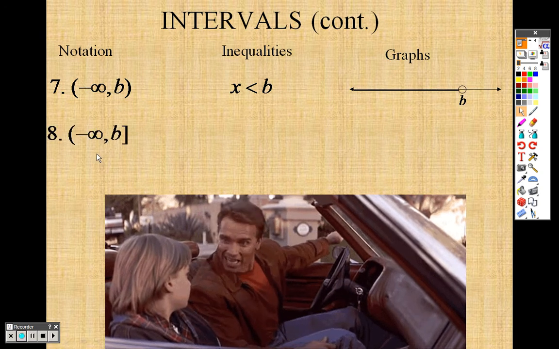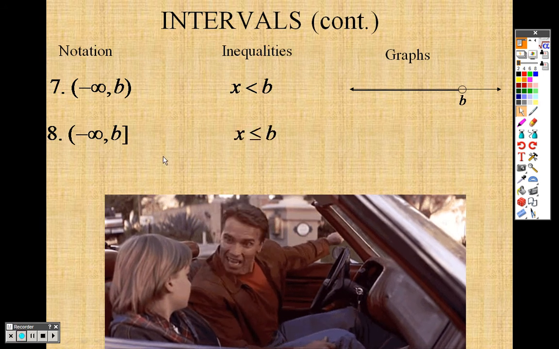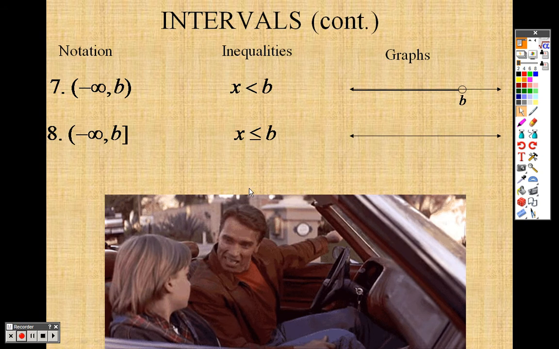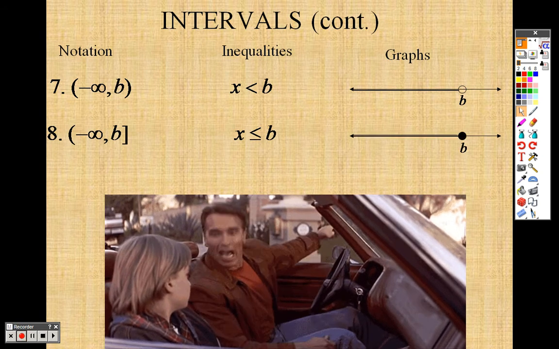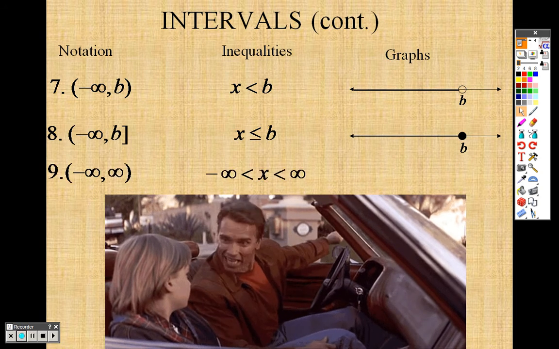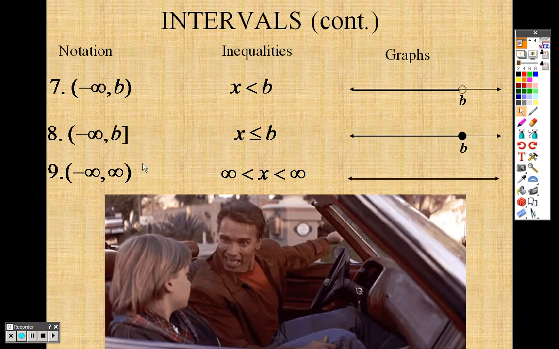And number 8 here, it's a closed bracket, which means it's identical to this, but it's a less than or equal to. That's why it's a closed bracket. And negative infinity, it's always curvy. Always curvy, right? So this is the same exact thing except B is filled in. And there it is. And last but not least here, we have negative infinity to positive infinity. What that means is the whole line is shaded in between everything. And no points because it goes on forever.